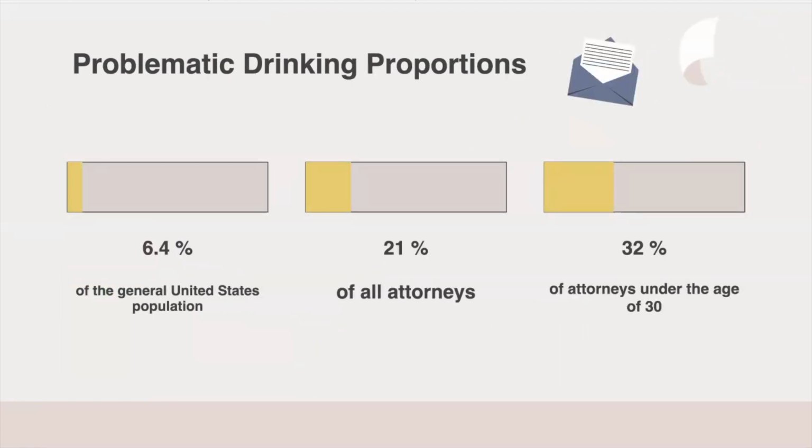In relation to the rest of the country, 6.4% of the general United States population exhibits problematic drinking. 21% of all attorneys exhibit problematic drinking, and 32% of attorneys under the age of 30 exhibit problematic drinking.